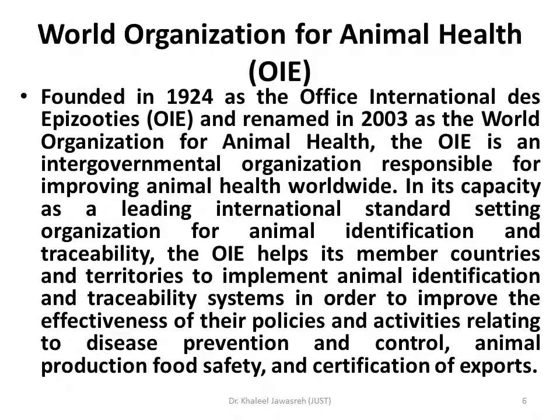So the OIE helps its member countries and territories to implement animal identification. They promote it, and they help them to implement the identification and traceability system in order to improve the effectiveness of their policies and activities relating to disease prevention and control, animal production, food safety, and certification of exports. Those are the major roles of the OIE.